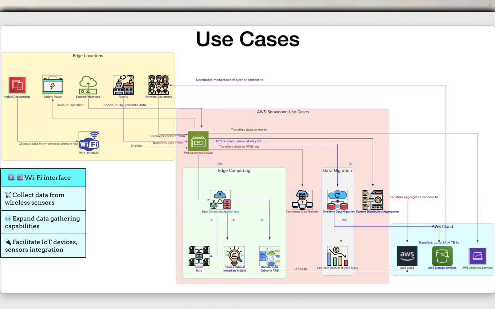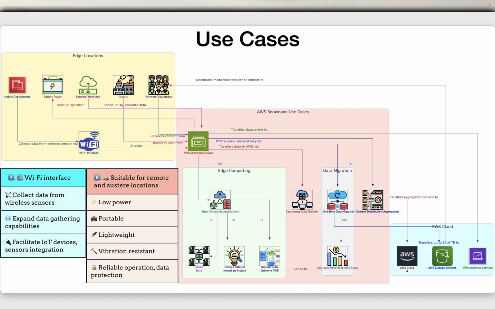Snowcone features a Wi-Fi interface that allows you to collect data from wireless sensors, expanding the device's data-gathering capabilities and facilitating integration of IoT, Internet of Things, devices and sensors in various environments. AWS Snowcone devices are built to withstand challenging conditions, which makes them ideal for use in remote and austere locations. They are low power, portable, lightweight, and vibration resistant, ensuring reliable operation and data protection even in harsh environments.